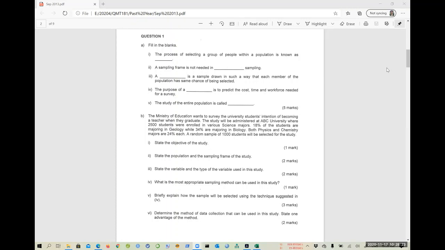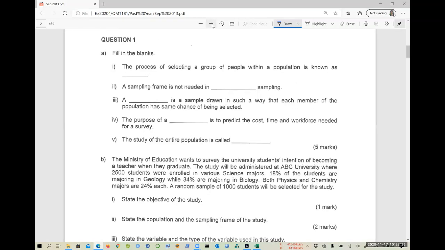So this is the process. You are looking at the process. So this is what we call as sampling. Okay. Let me just make it bigger. Okay, this one will be sampling. Okay, sampling process is a process by selecting a group of people within a population. Okay.